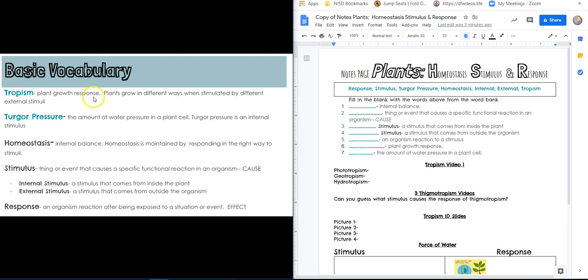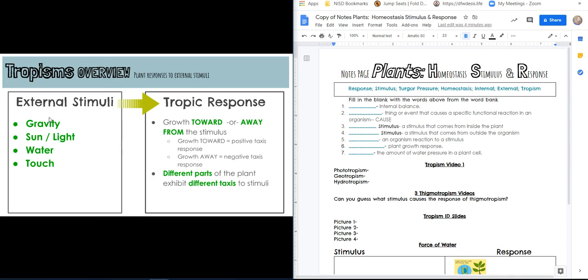Tropism is a plant growth response. Plants grow in different ways when stimulated by different external stimuli. Turgor pressure is the amount of water pressure in a plant cell. Turgor pressure is an internal stimulus. So turgor pressure is an internal stimulus and growth is a response. So we'll look at that in just a minute.